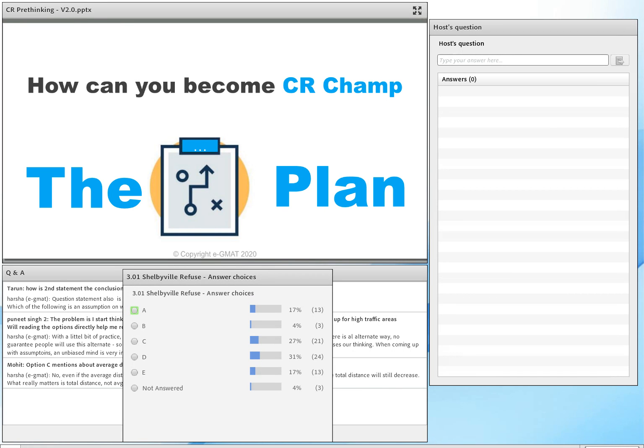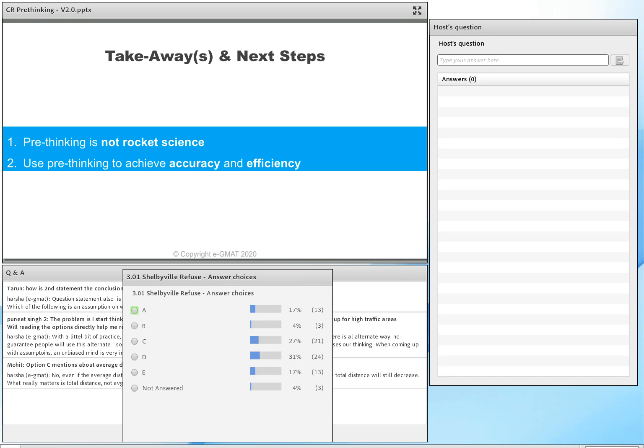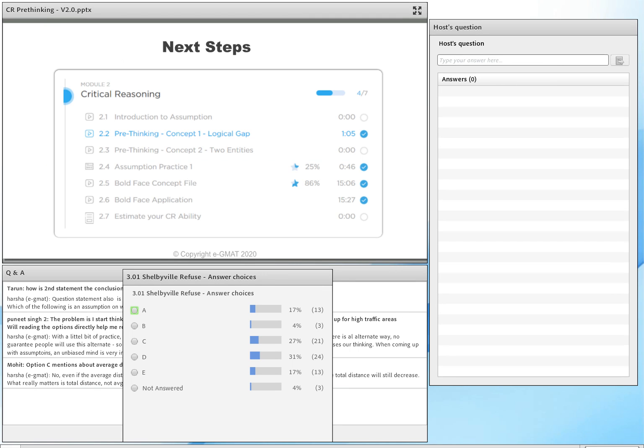All right. With that, let's see how you become a CR champ. The first thing you've got to do is make sure you understand this. When it comes to pre-thinking, this isn't rocket science. This is about visualization. This is about comprehending. You've got to learn how to comprehend this, because once you do that, you can solve difficult questions and you can do them faster. Why? Because it cuts the clutter away. People save a ton of time because of pre-thinking.